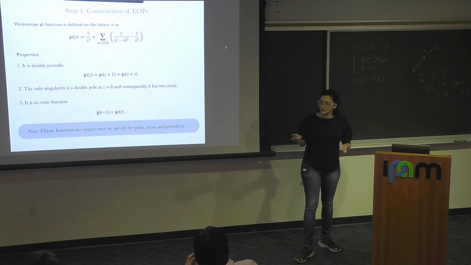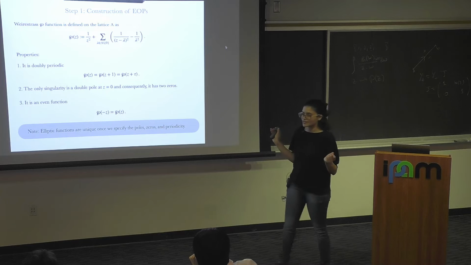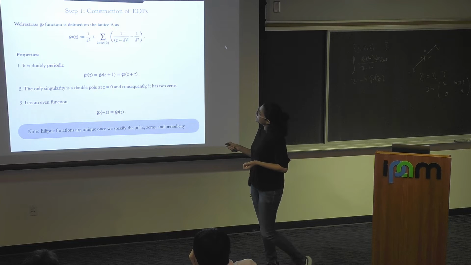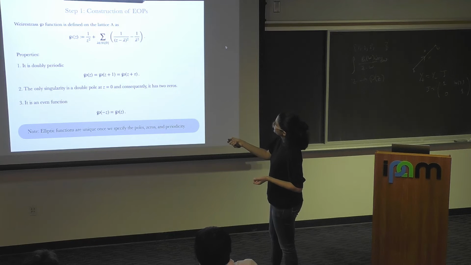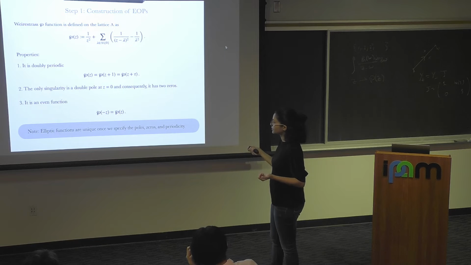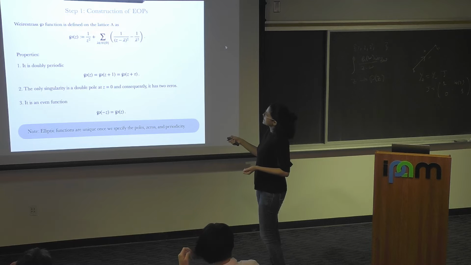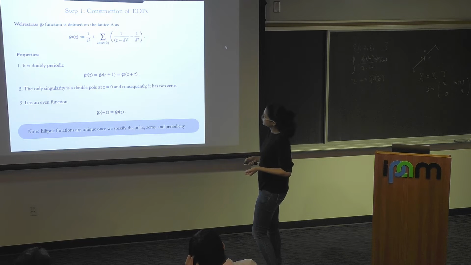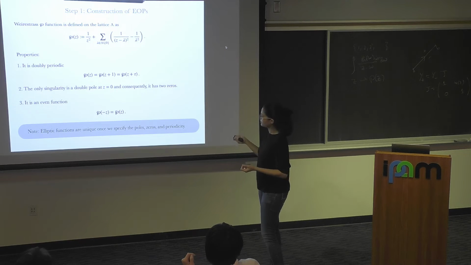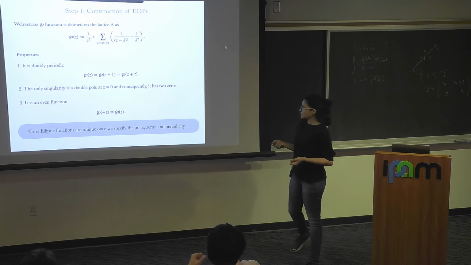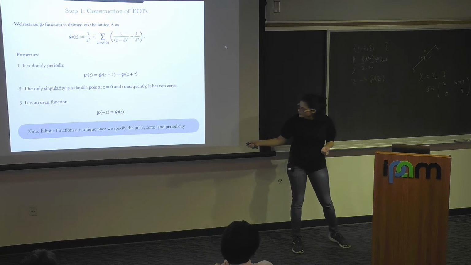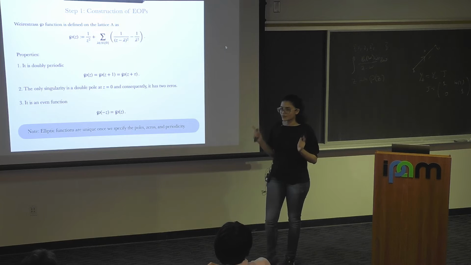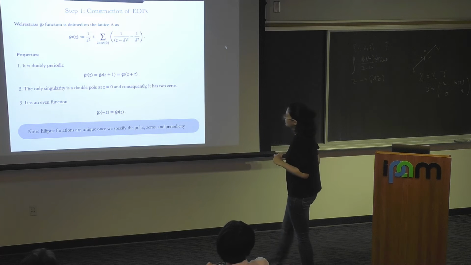What does it look like? Just in case people forgot, it was just a refresher. It has a double pole at z equal to 0. It is doubly periodic, which means z plus 1 is the same as z plus tau. Because it has a double pole, it should have 2 zeros. It is an even function, obviously. And elliptic functions are unique once you specify the poles, zeros and, most importantly, the periodicity.